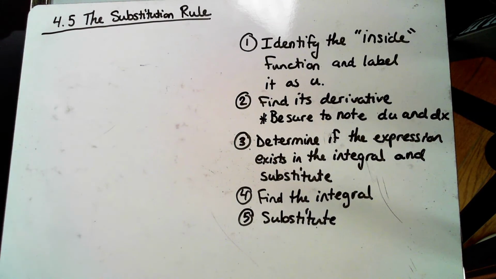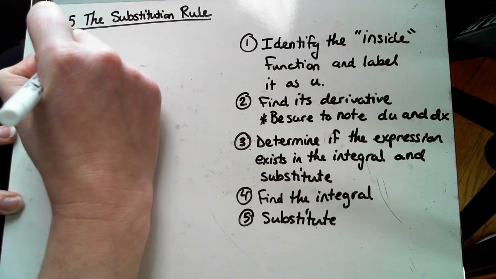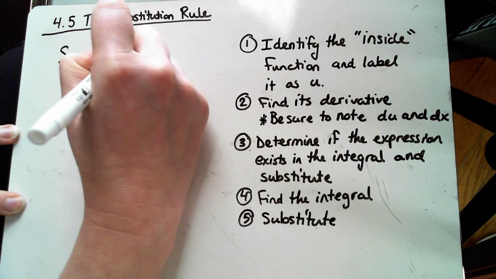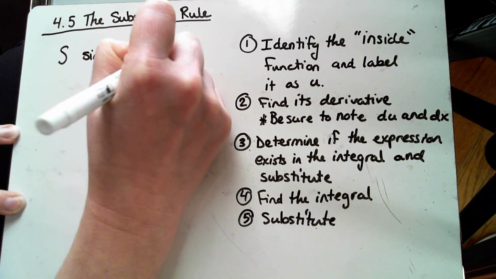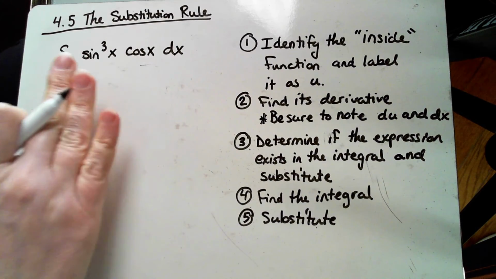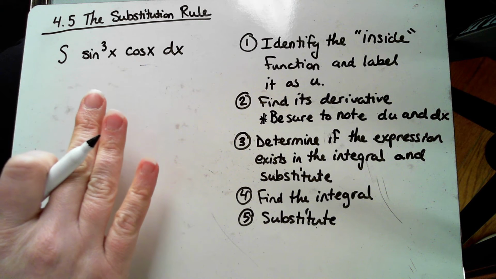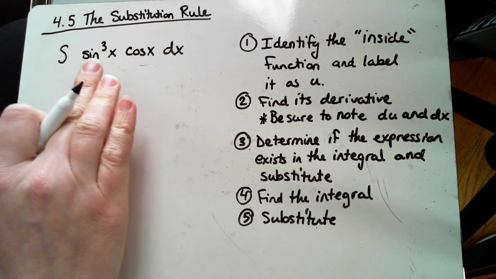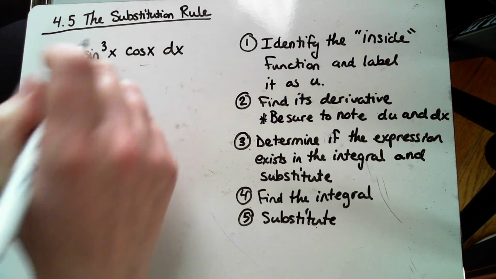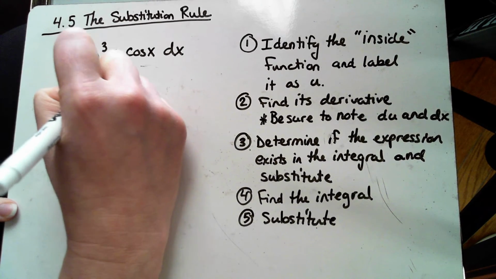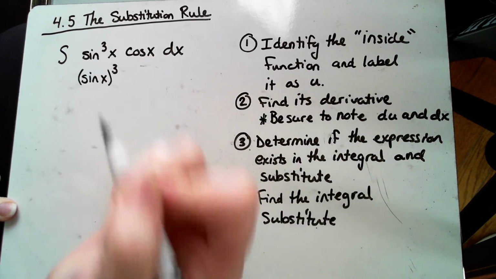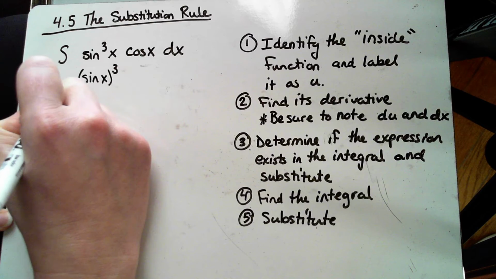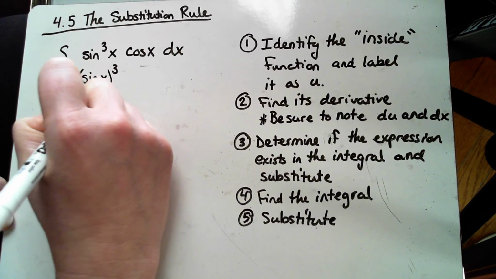I have the integral of sine cubed x cosine x dx. Now remember, we don't have a product rule for integrals, so we're going to try using our u substitution. Now notice, sine cubed x is the same thing as writing sine x to the 3rd power. So that sine is our inside function. So I'm going to say that u equals sine x.